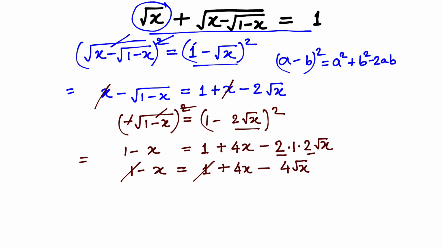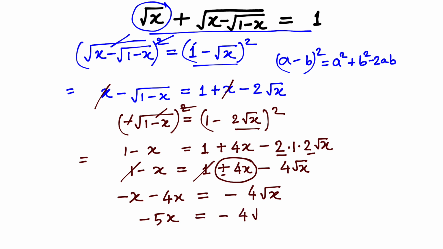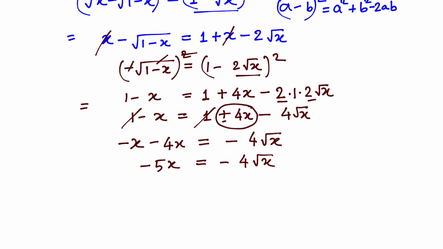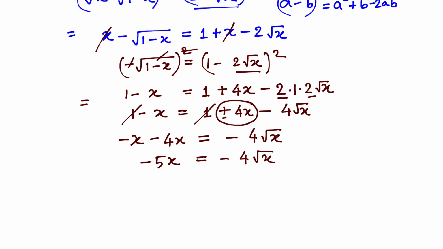Again we can cancel 1. Now on the left hand side we have minus x, and on the right hand side it is plus 4x. So that can come to the left hand side, where the plus sign will become minus. So minus 4x is equal to minus 4 under root x. Now minus x and minus 4x will add up to give minus 5x is equal to minus 4 under root x. As you can see, on both sides we have negative signs which can be cancelled. So all we are left with is now 5x is equal to 4 under root x.